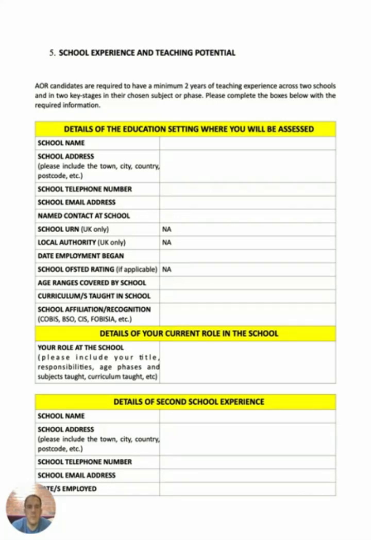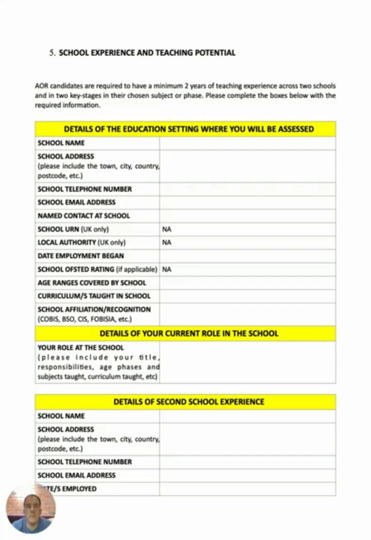So first of all, you need to list the full school name in English. If it's a Chinese name, just list it in English. It can be in Pinyin or any other language, but make sure it's listed in English. Correct school address, postcode, all those details. Make sure that they are correct.